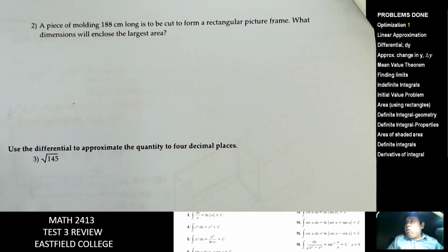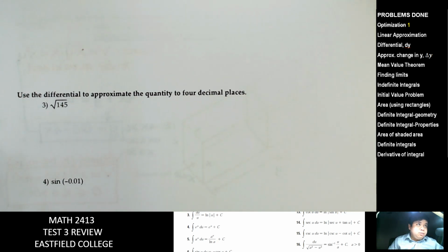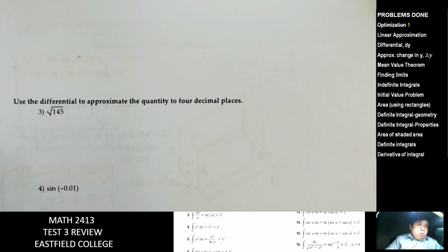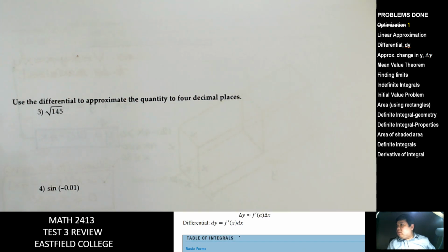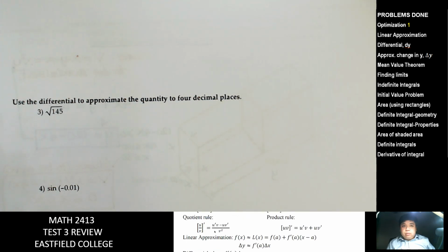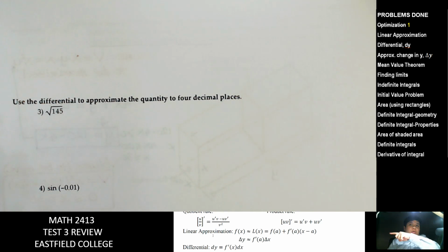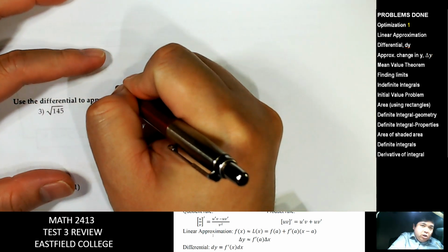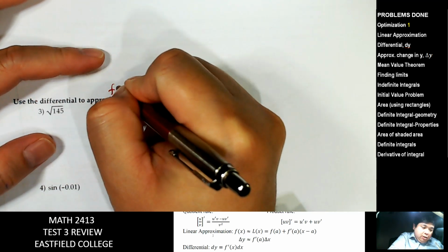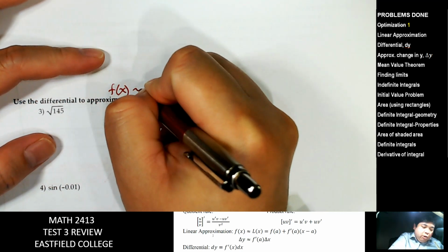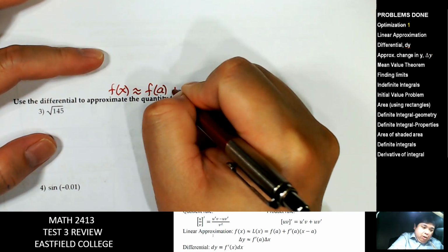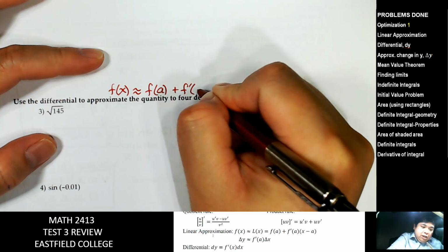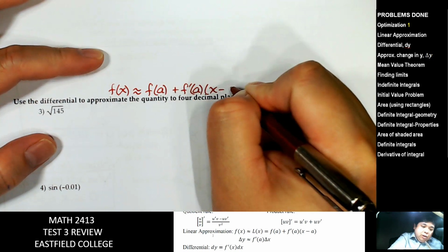Now we'll go to 3 and 4, linear approximation. So the formula, let me write it down first. Linear approximation: to approximate a function, we use the value of the function at a plus the derivative at a times x minus a.